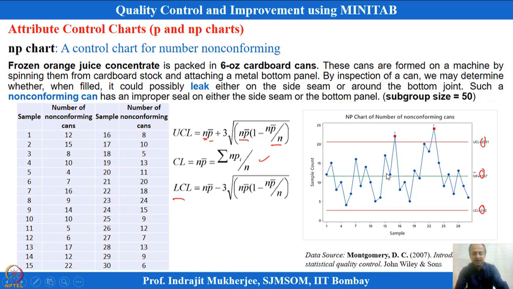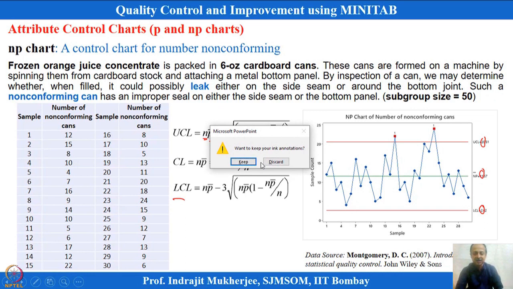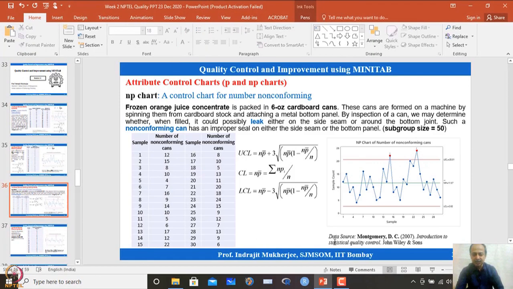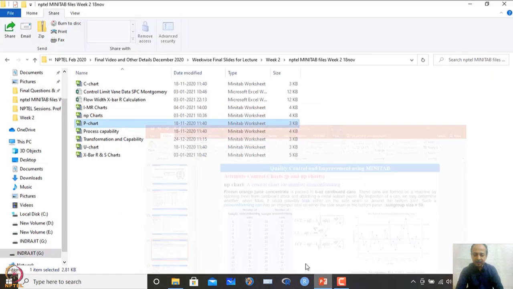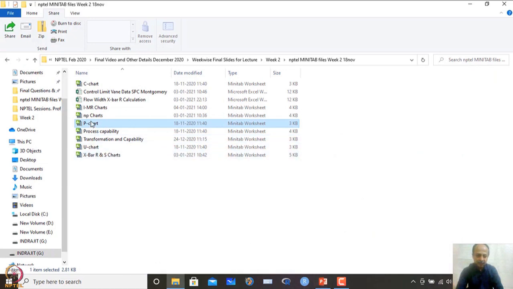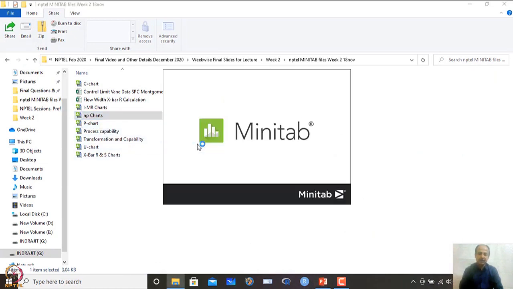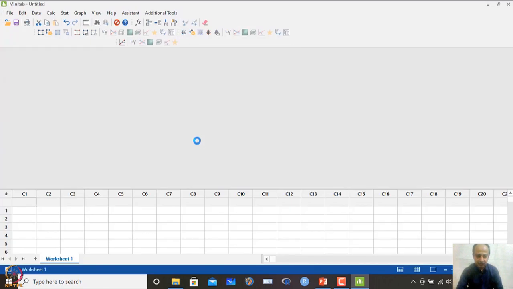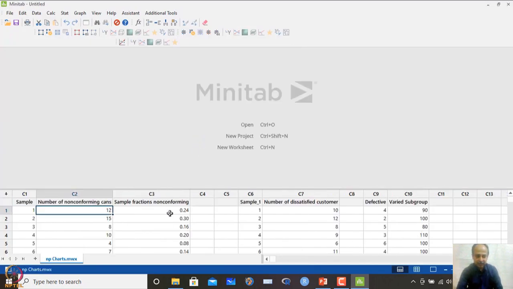So, we have a chart known as the NP chart, which is just a variant of the P chart. We can make the same charts like that. We can also see NP charts, where we plot the number of cans like this.